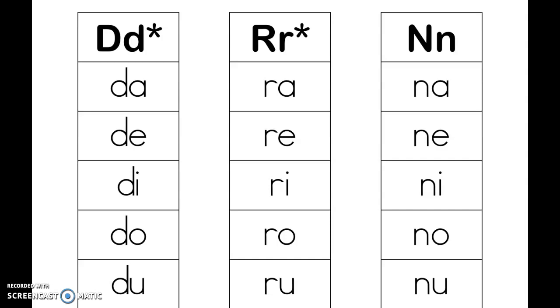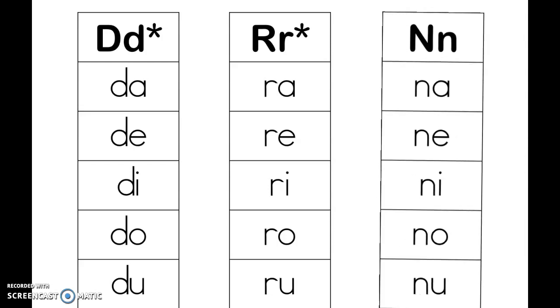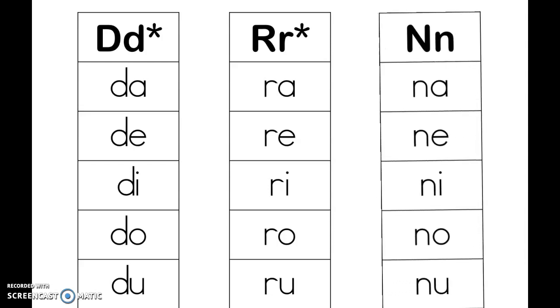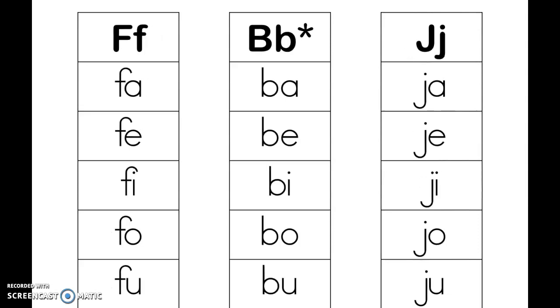Okay, letra N, the sound is just like the English sound. So that would be na, ne, ni, no, nu. Na, ne, ni, no, nu. Okay, letra F sounds like the English F. So that's fa, fe, fi, fo, fu.